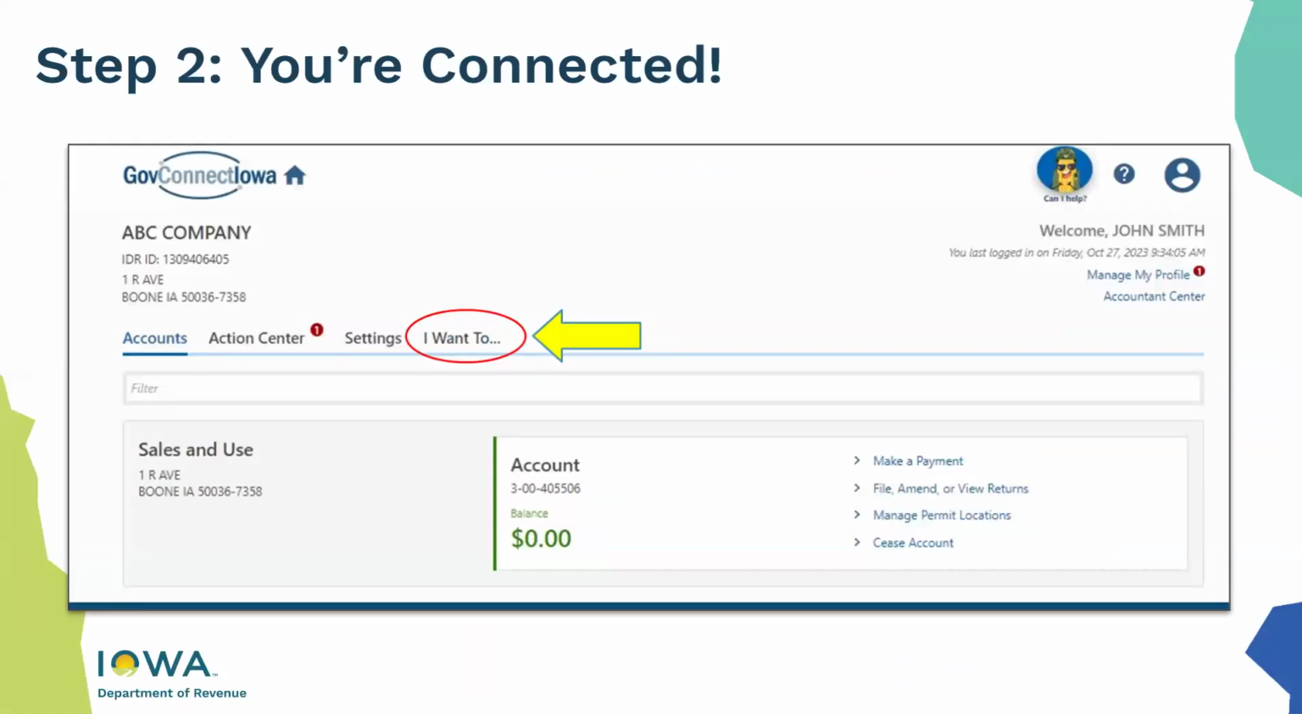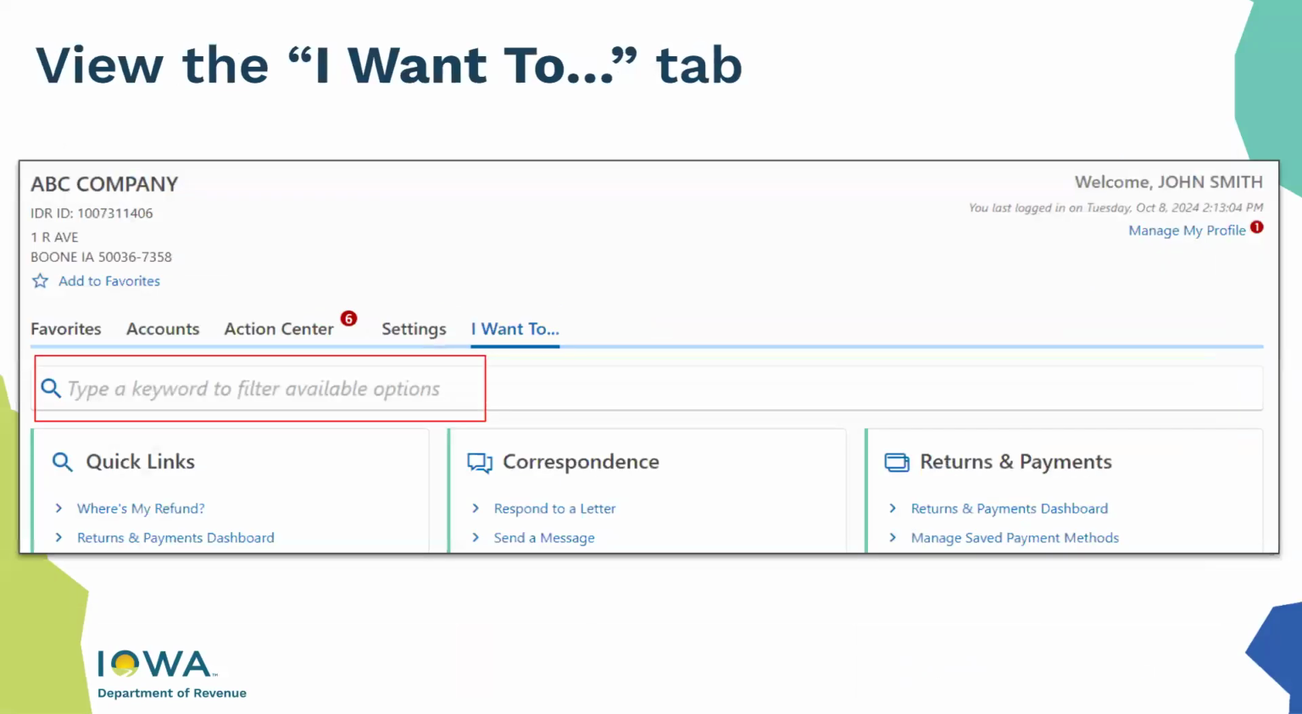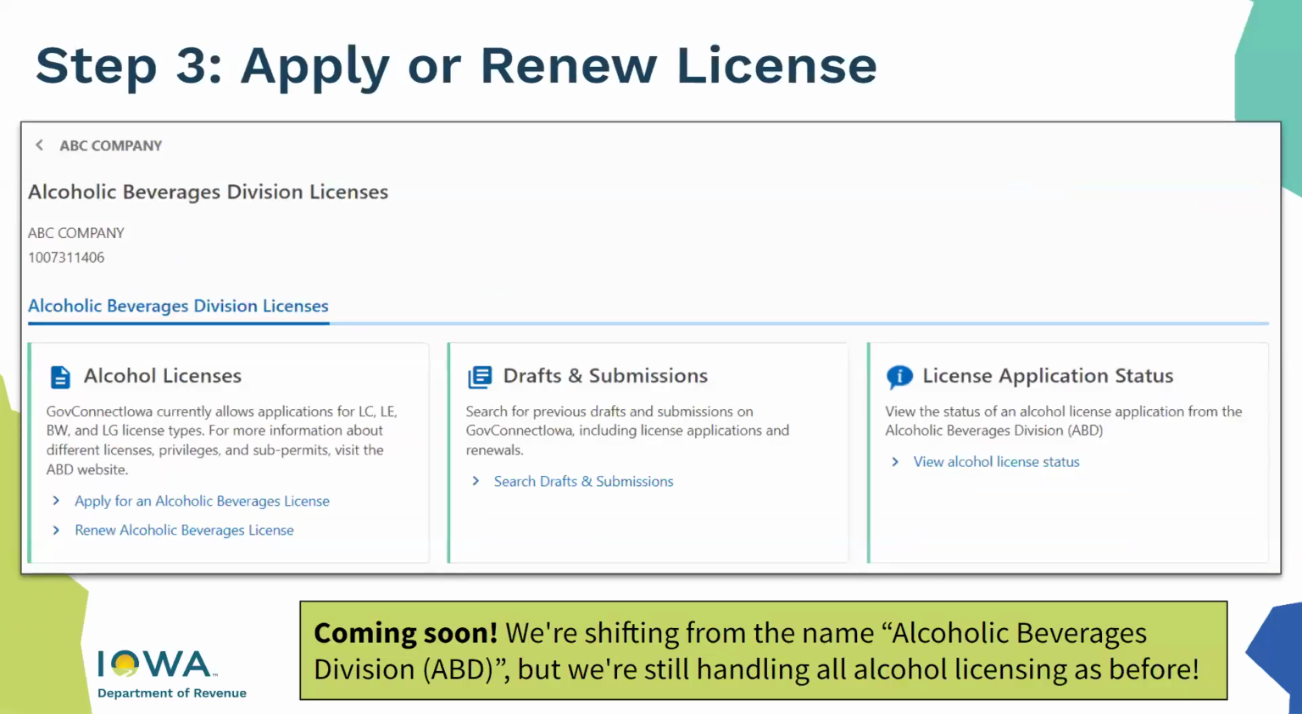Then when you get to this step, you'll want to click on the tab that says I want to. And then again, you can start doing a quick search by entering the word licensing or alcohol to do a quick find. Once you do that, the option will pull up for alcohol licenses. So the first box here, you can either select to apply for an alcohol beverage license or select renew an alcohol beverage license. You can also search any drafts and submissions from this page, as well as view the alcohol license status.